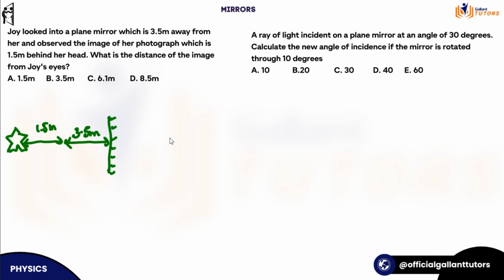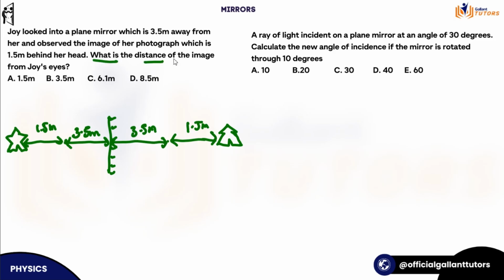So we expect Joy's image to be the same 3.5 meters, and also what she's actually looking at. Pardon my drawing. What she's actually looking at will also be in the same what? The same distance, which is 1.5 meters. Now, this is where the challenge comes.